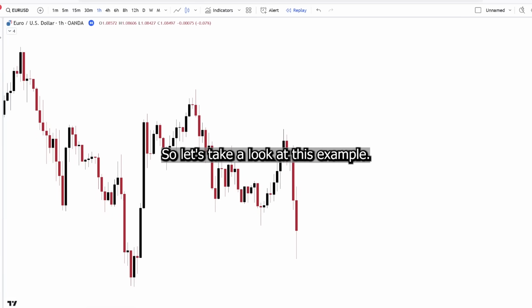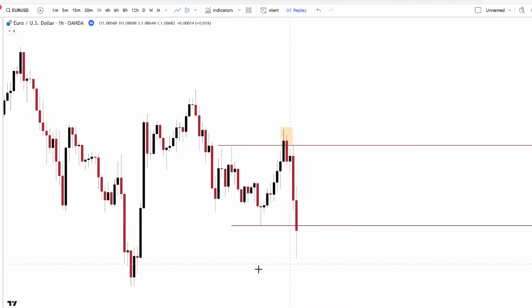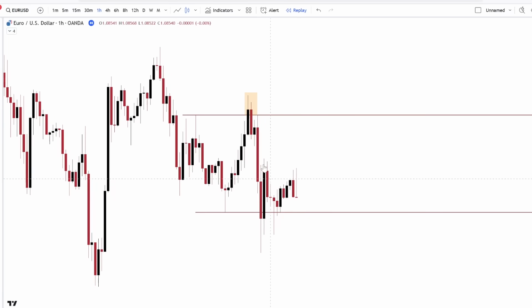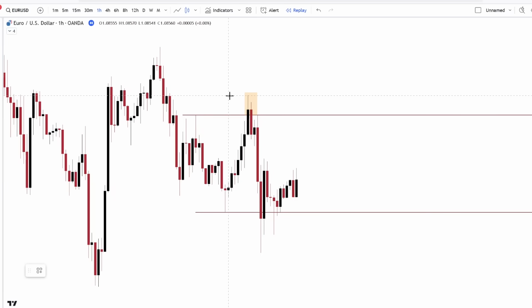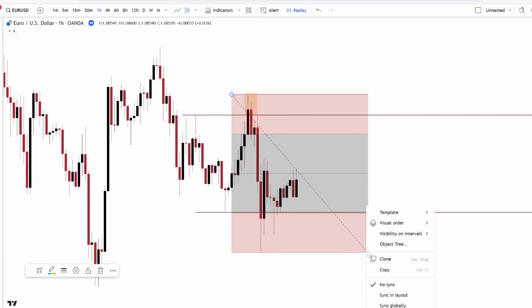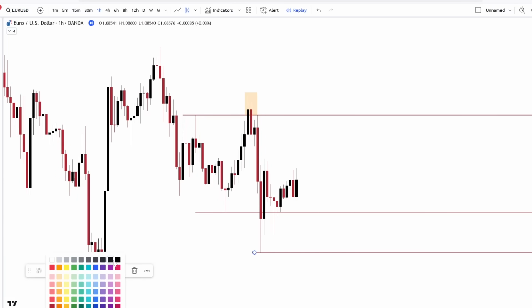So let's take a look at this example. You are in a bearish trend and this is your stop hunt, your liquidity sweep. And this is your low. So like I said previously, the fact that price is not retracing deep in your premium zone, you can wait for your high probability liquidity run. And your entry would be right here.